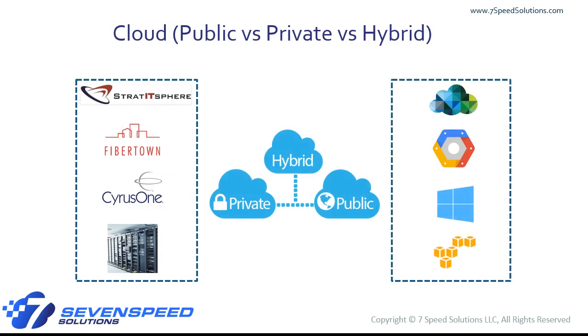Let's look at now cloud, public, private, and hybrid. Certainly you've heard these terms being used, but we can illustrate it simply. So a private cloud is single tenant. You have control over your own hardware. Now that private cloud, if you look in the picture on the left side, can be a private cloud data center, something like Stratosphere, Fibertown, CyrusOne, where you have the ability to physically go there and touch the machines. You can put your own machines in place and so forth.